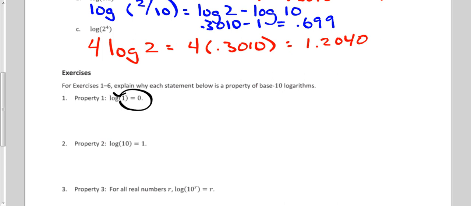Now, what about property 2? Somebody other than Zach, who can tell me why log base 10 of 10 equals 1? Who can tell me why? Again, use the log rule. Nice. Because 10 to the first power equals 10.